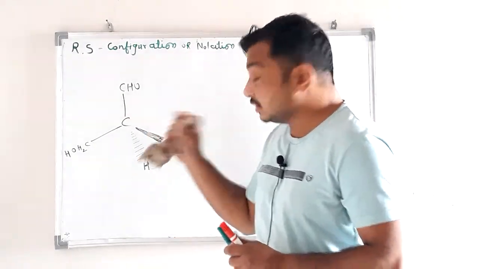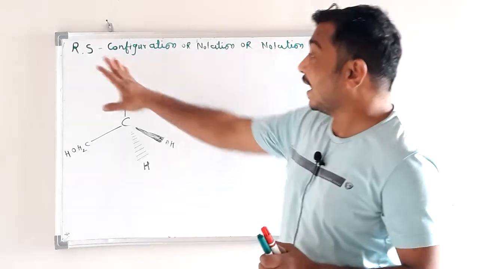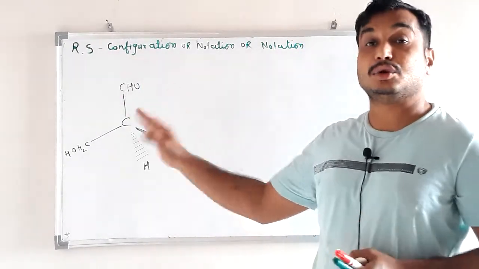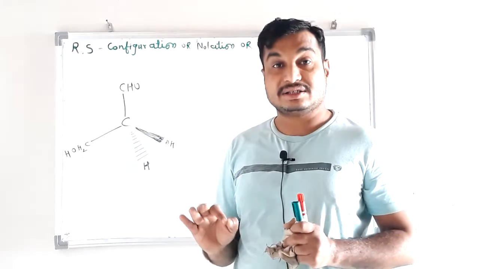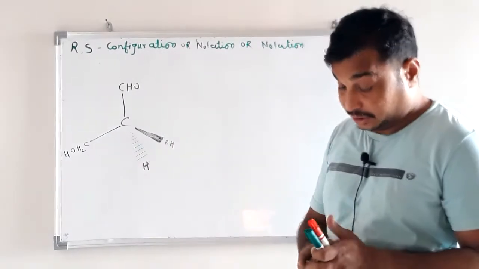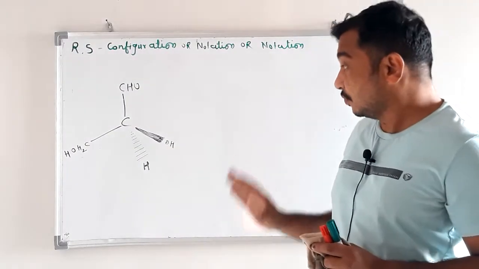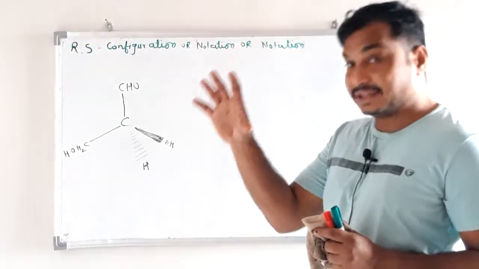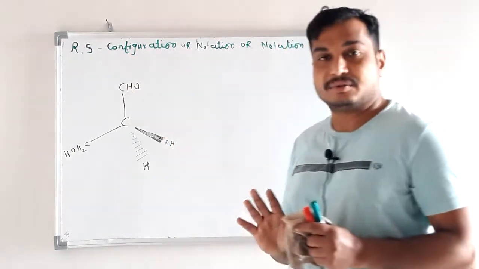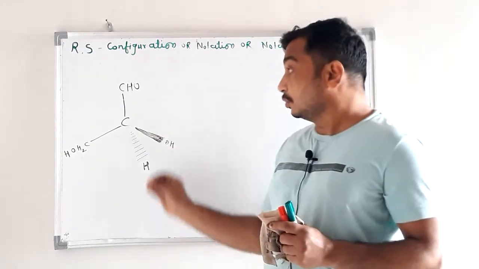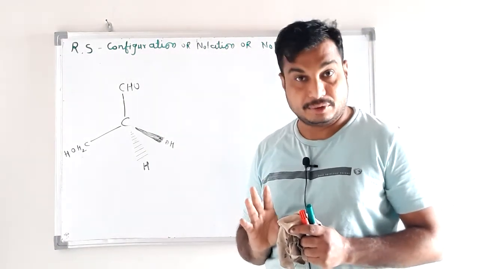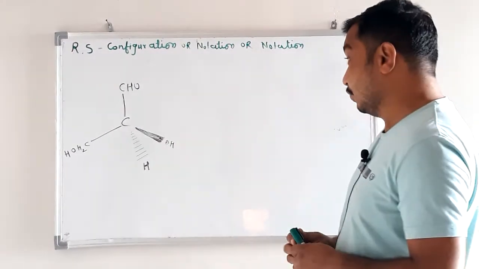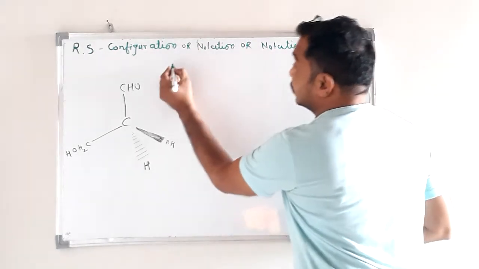Now for this compound I have to give RS notation or R and S configuration. There are certain steps we have to follow, and by applying these steps it is easy to give R and S notation. Now first, what do we have to do? Very simple. Step 1.